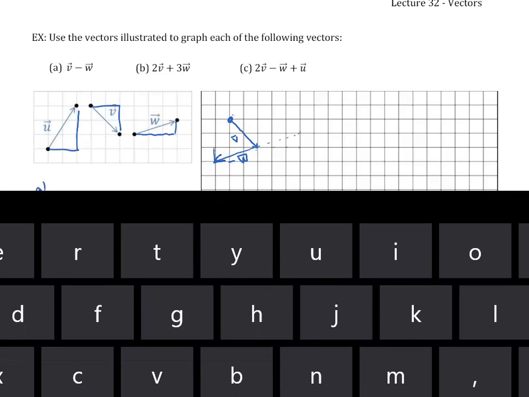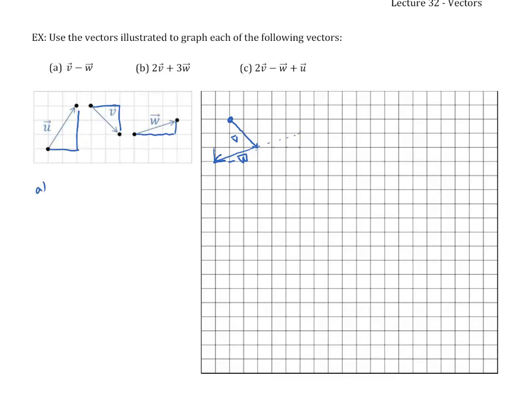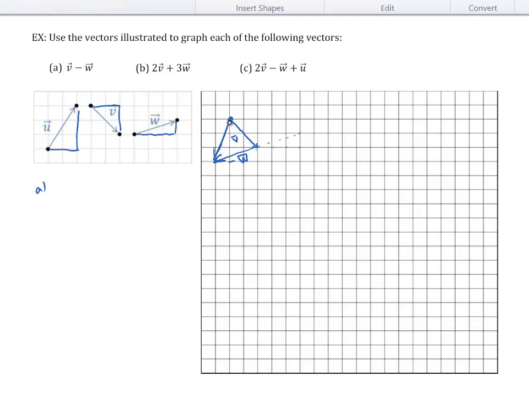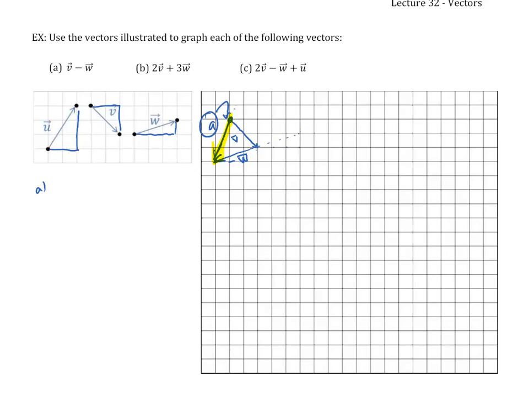All right, so this vector right here, which I'll go ahead and highlight, is the answer to part A. The vector that starts here goes down 3 and over to the left 1. There is my answer to part A.